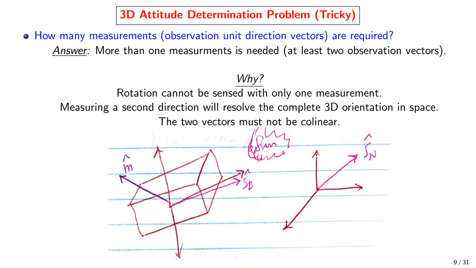Can someone tell me what being collinear means? I need someone to tell me what's the meaning of this. They must not be collinear. Not moving in the same direction. Yeah, and that is correct.